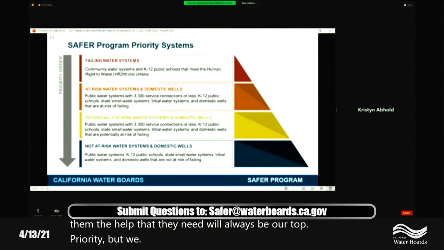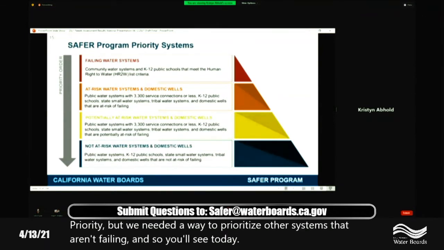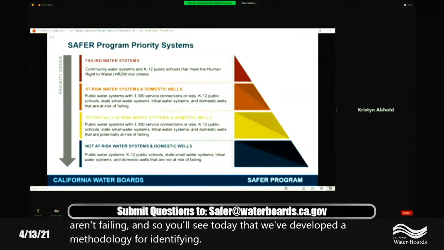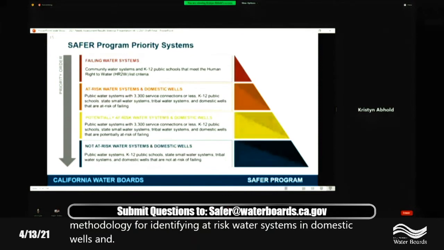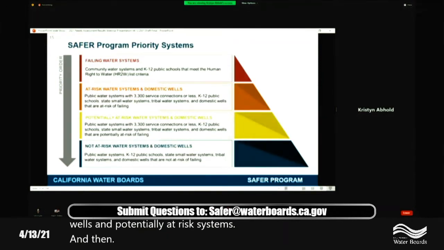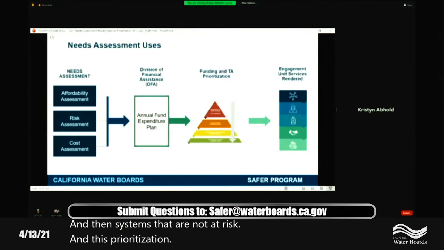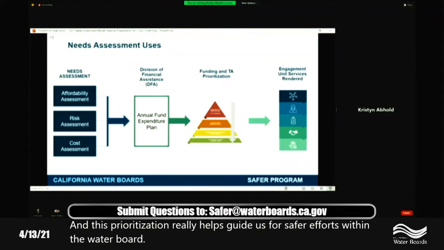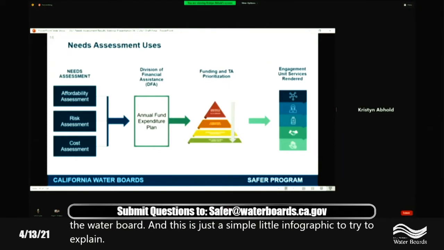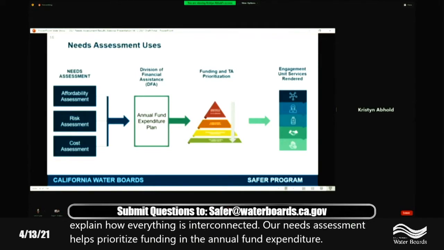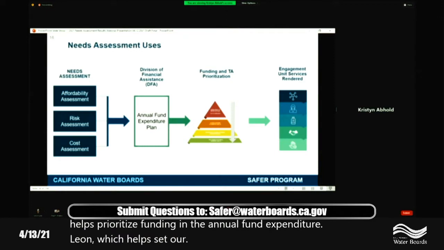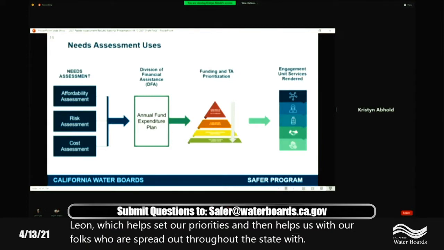But we needed a way to prioritize other systems that aren't failing. And so you'll see today that we've developed a methodology for identifying at-risk water systems and domestic wells, and then potentially at-risk systems, and then systems that are not at risk. And this prioritization really helps guide us for SAFER efforts within the Water Board. And this is just a simple little infographic to try to explain how everything is interconnected. Our needs assessment helps prioritize funding in the annual fund expenditure plan, which helps set our priorities, and then helps us with our folks who are spread out throughout the state with the systems that they're engaging.